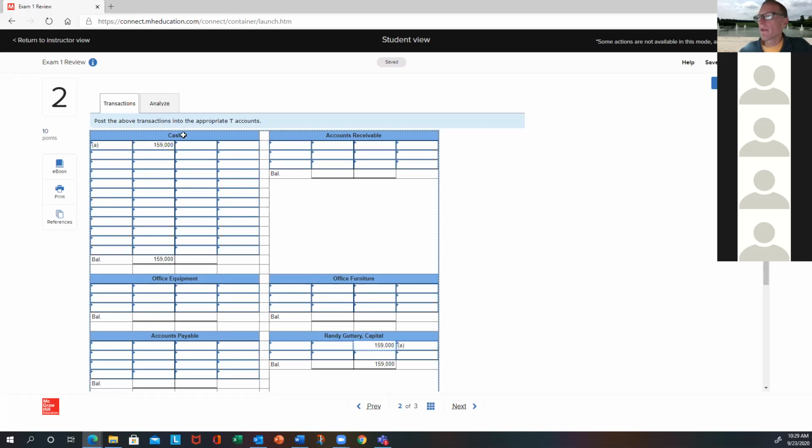And also, they may make you enter the account titles. I believe they give them to you. I'll go back and check. But if they don't give you cash as a title, you just enter a cash T account. But I do believe they give you all these titles, and you just have to put the right debit and credit in there.